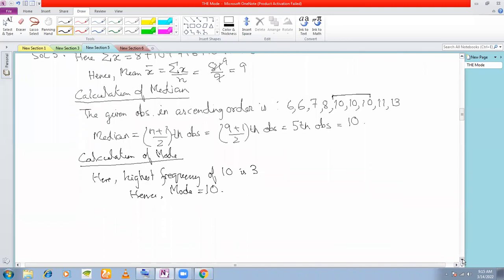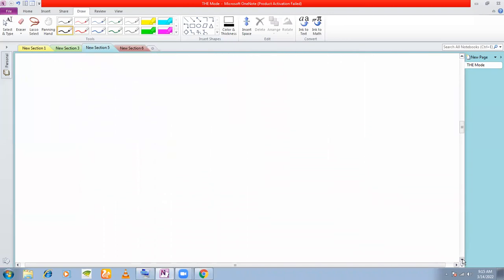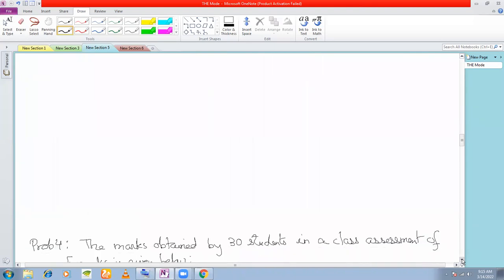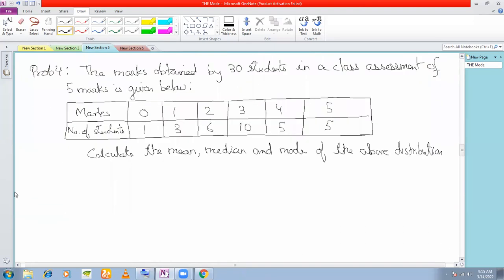Let's see the next question. The next question here is a frequency distribution given to you, but without class intervals. A simple frequency distribution, or an ungrouped frequency distribution, is given to you. In this case, they are asking you to calculate the mean, median, and mode. Since these are ungrouped, you can use the direct method here to calculate the mean.